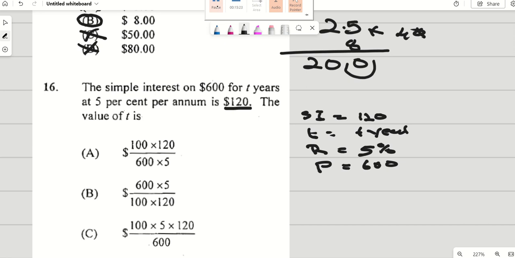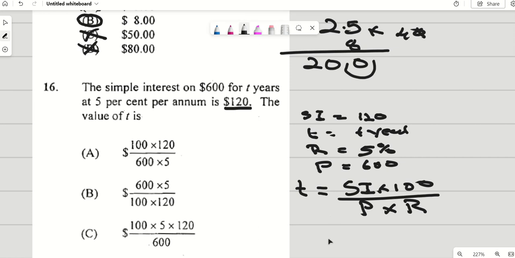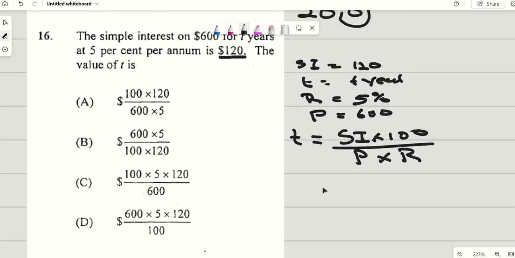Now, guys, if you don't remember the formula for time, time is equal to simple interest multiplied by 100 all over principal multiplied by rate. So you look for simple interest, which is 120 multiplied by 100. This is E. The answer is E. Or if you don't remember this, simple interest is equal to principal multiplied by rate multiplied by time all over 100.